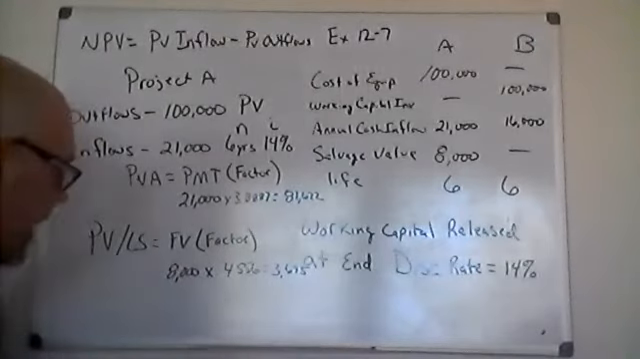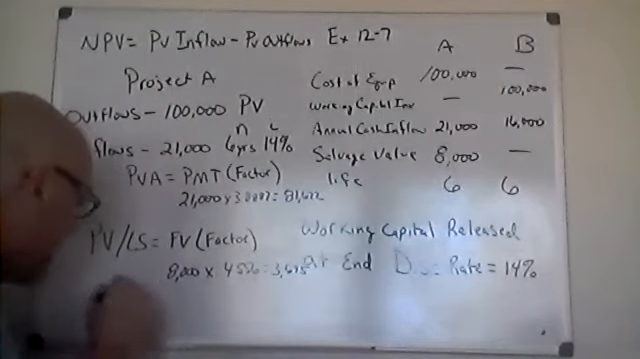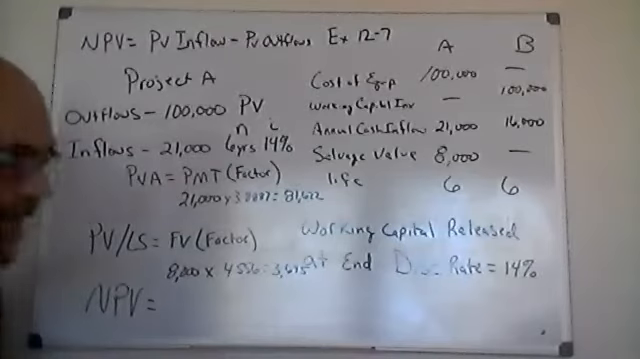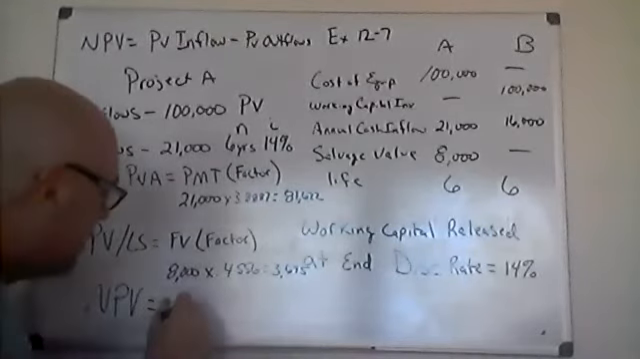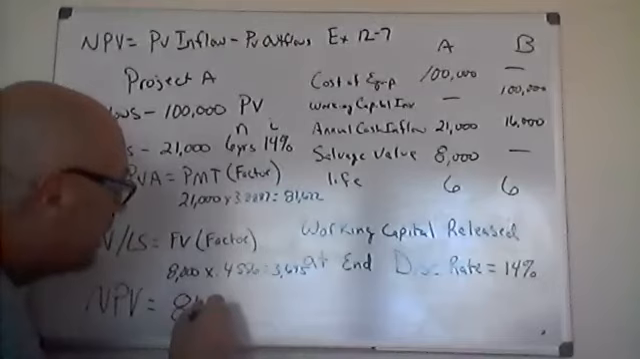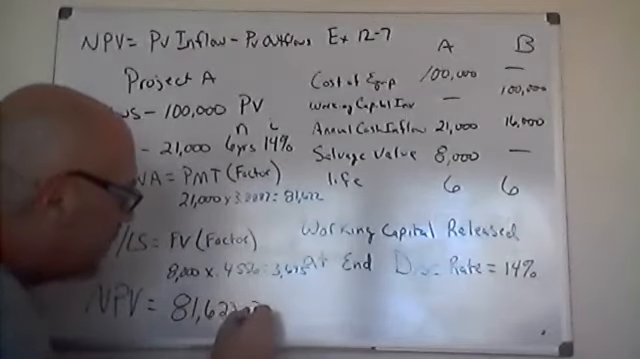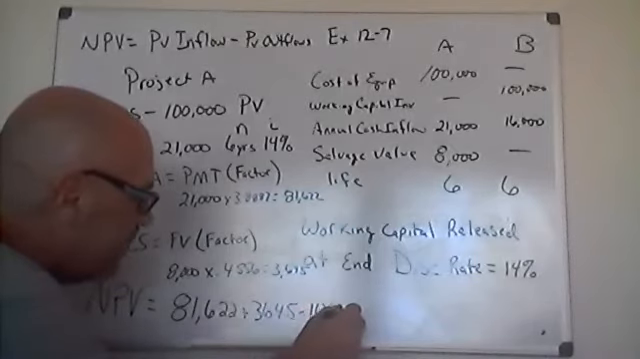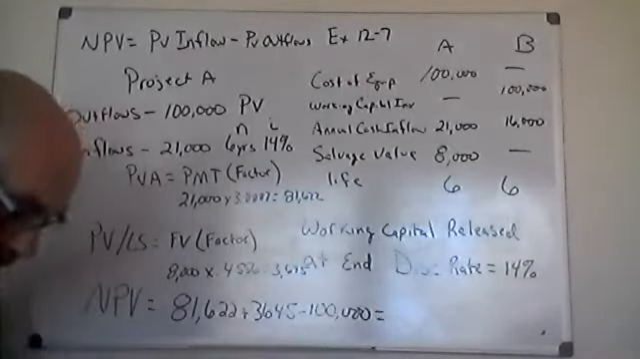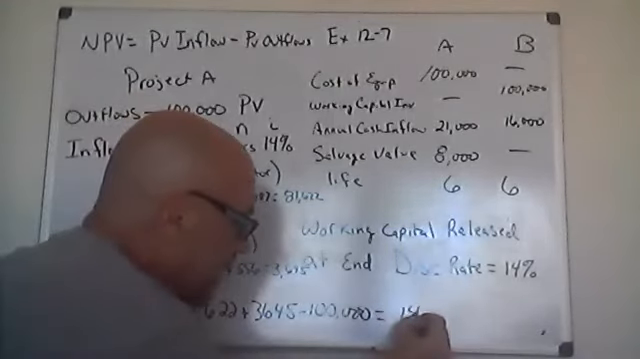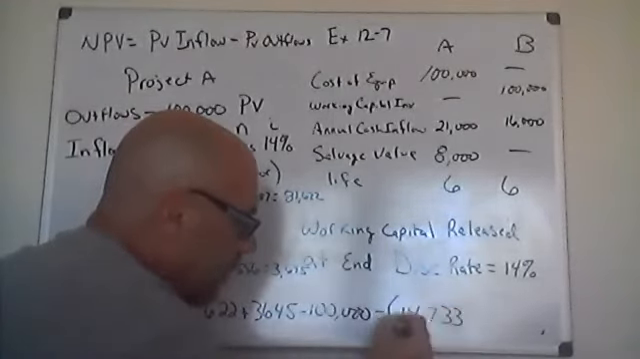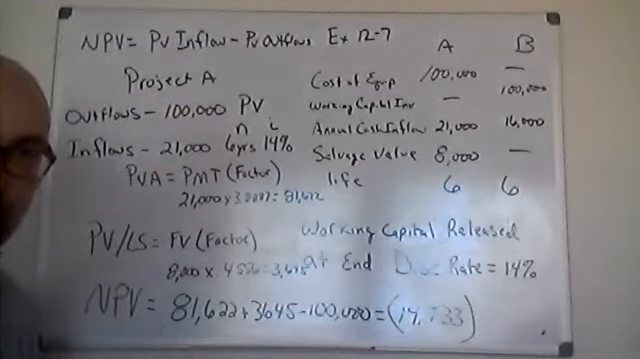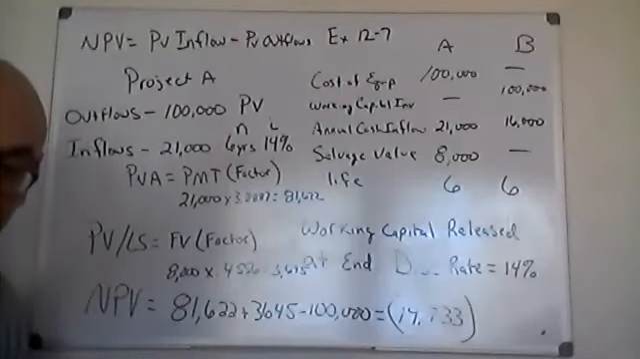Okay. So now we've calculated them, we can find our NPV. The present values of the inflows minus the present value of the outflows. Well, our inflows, we had 81,622 plus 3,645 minus 100,000 for the original investment. We get a net present value of negative $14,733 for Project A. Okay.